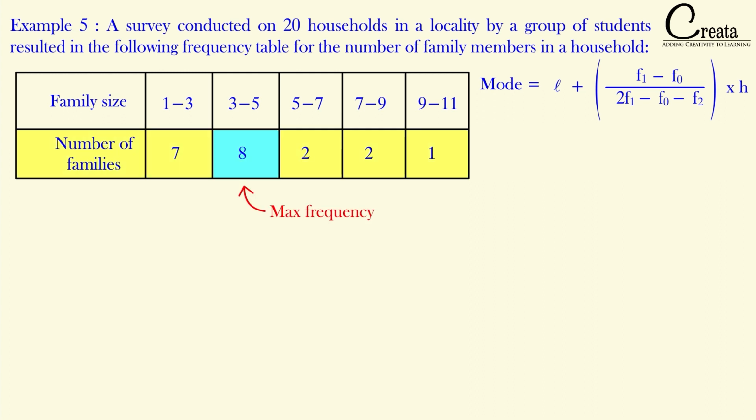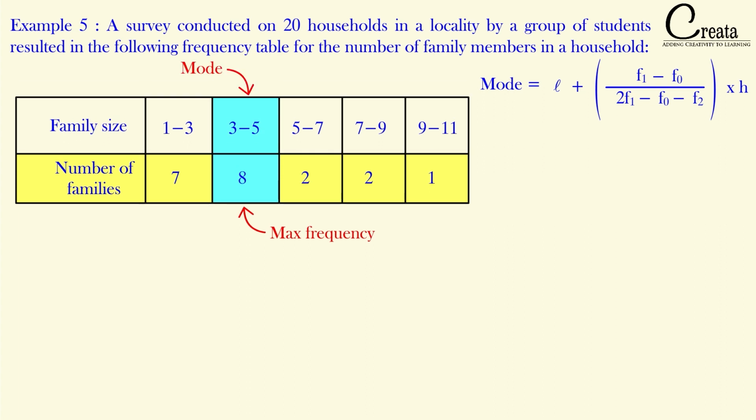So the mode of this table will be 3 to 5. Here the problem is that we have the range 3 to 5, but we need the exact number. The mode could be 3, 4, 3.5, 4.1, anything, any number between 3 to 5. So somehow we have to decode this range 3 to 5 into the exact number. For that we will use our formula.